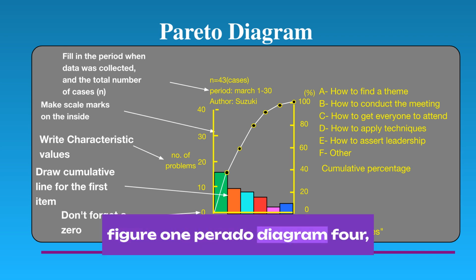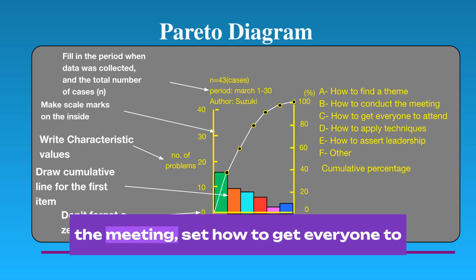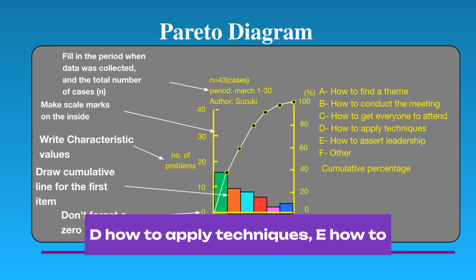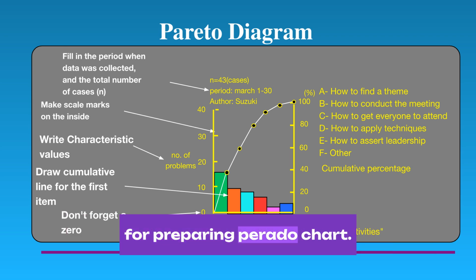Figure 1 Pareto diagram for problems in QC circle activities. A. How to find a theme. B. How to conduct the meeting. C. How to get everyone to attend. D. How to apply techniques. E. How to assert leadership. F. Other key guidelines for preparing a Pareto chart.